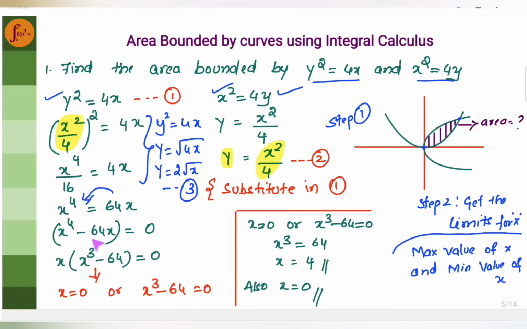Now when you get it to this particular state, take x common and you'll get x is equal to 0 or x cube minus 64 is 0. That is, equate this to 0 or this to 0. So when you equate this to 0, you're going to get x cube is equal to 64, which is nothing but x is equal to 4, and x is equal to 0. So we have got two values for x. This is the min value and this is the max value. So we have got the limits.